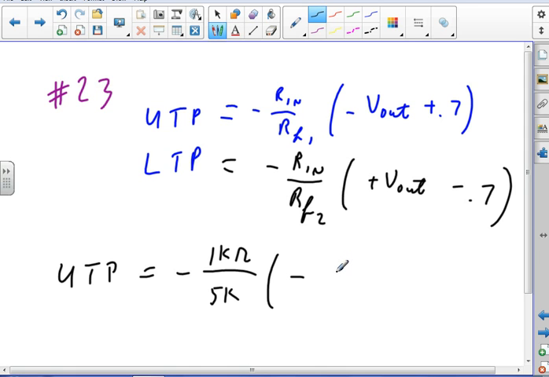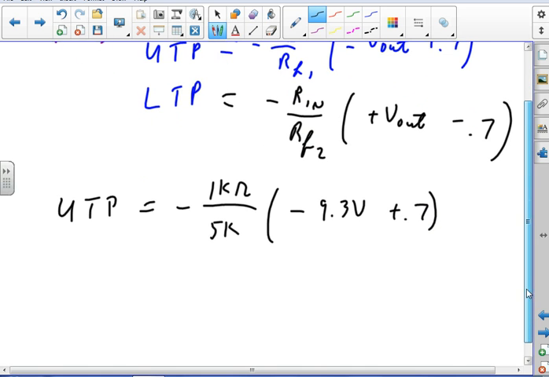Okay, V out is going to be 9.3 volts plus 0.7. At any moment, I expect somebody to ask me how I got that, but I'll probably tell you to pack sand, because that type of guy, you know.